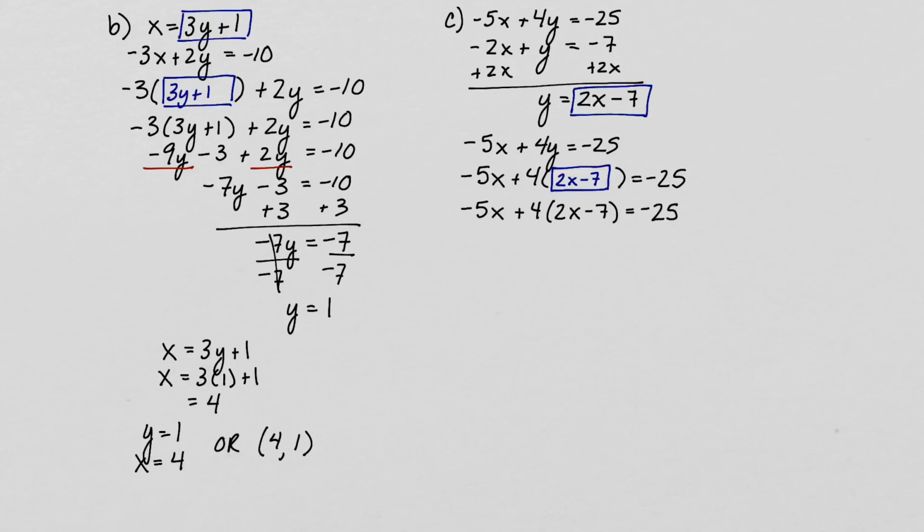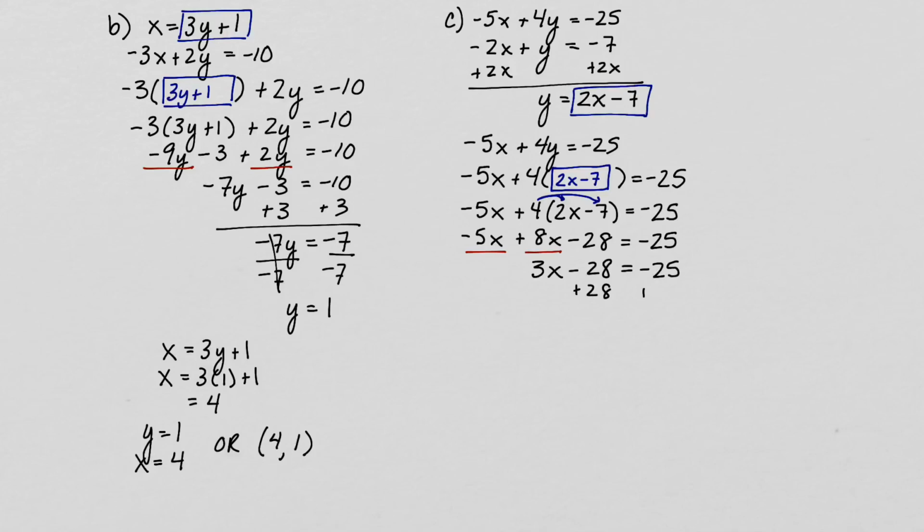And now I'm going to distribute this 4. It's a positive 4, so it's going to get multiplied to both of these things. So I have minus 5x plus 8x. Minus 4 times negative 7 is negative 28 equals negative 25. Just like we did before, we're going to combine the like terms on the left-hand side. So it's just those x pieces. So a minus 5x and a plus 8x would give us a 3x minus 28 is equal to negative 25.